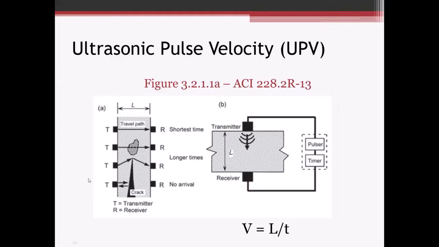Here on the left side, you see the T is a transmitter, the R is a receiver. Here's the travel path, that single idealized ray. Well, it's really not a single ray. It's a hemispherical wave that's traveling through the concrete. But we start the pulse on one side, and we receive it on the other side.